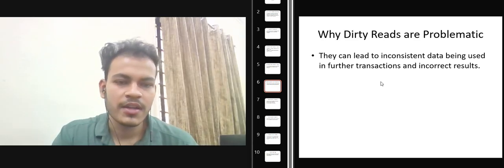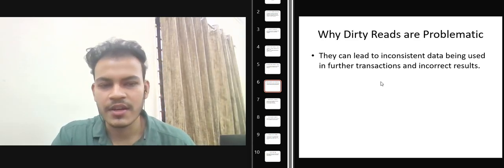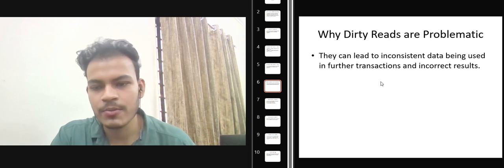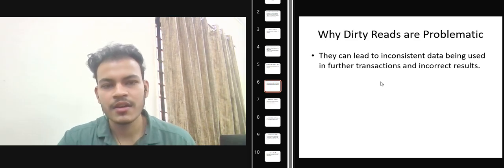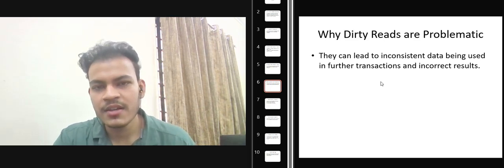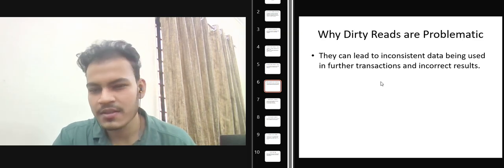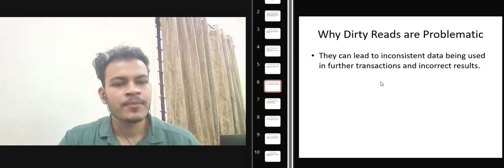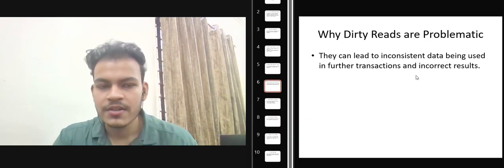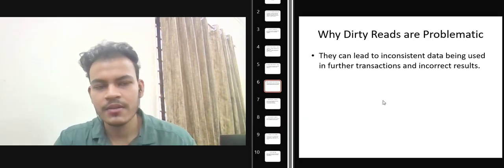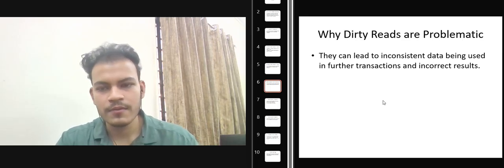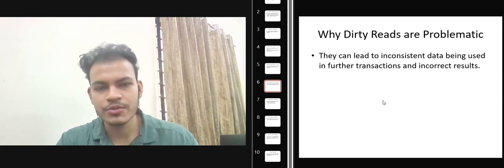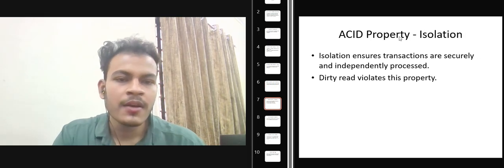Dirty reads are problematic as they can lead to inconsistent data. As we can see in the ACID transaction properties, consistency matters a lot. At any step data should be consistent, otherwise there are chances of errors in further transactions and incorrect results. It will produce incorrect errors further. So it is a major issue to solve dirty reads.